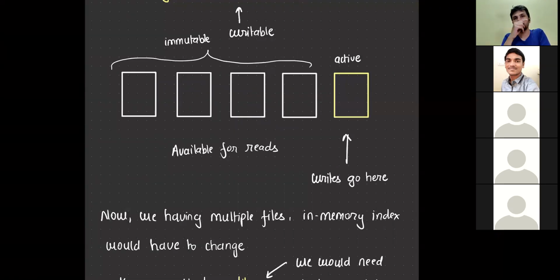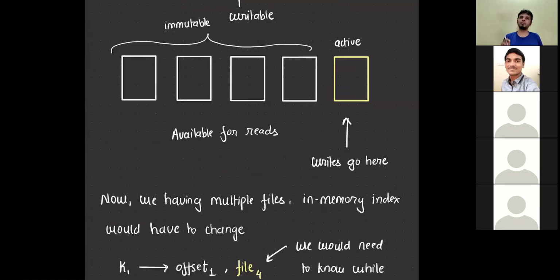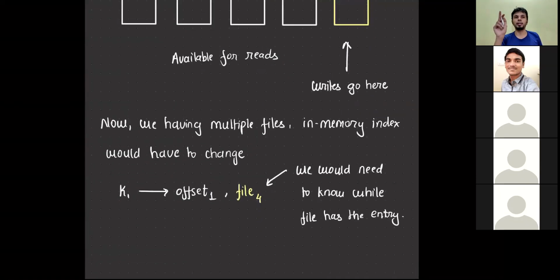Reads can happen on all other files, and each file is, let's say, 50 MB long. Once it hits 50 MB, you mark it as immutable and create another active file. And when that hits 50 MB, you create another file and mark the previous one as immutable. This way, writes are always going to one file, which is the active file.